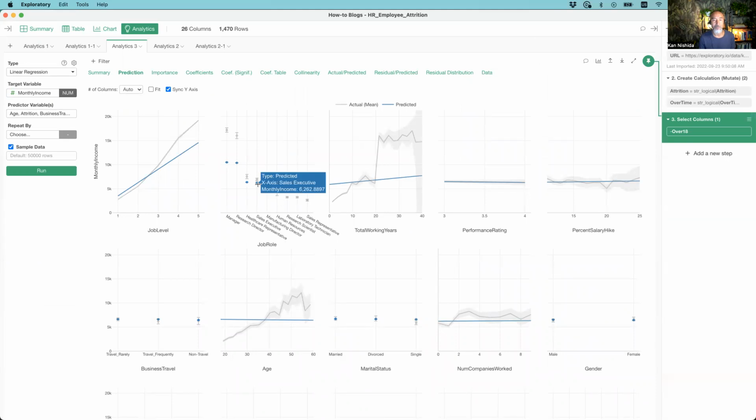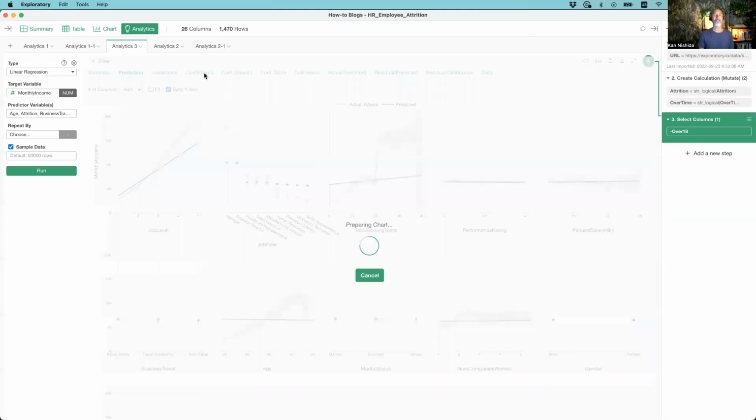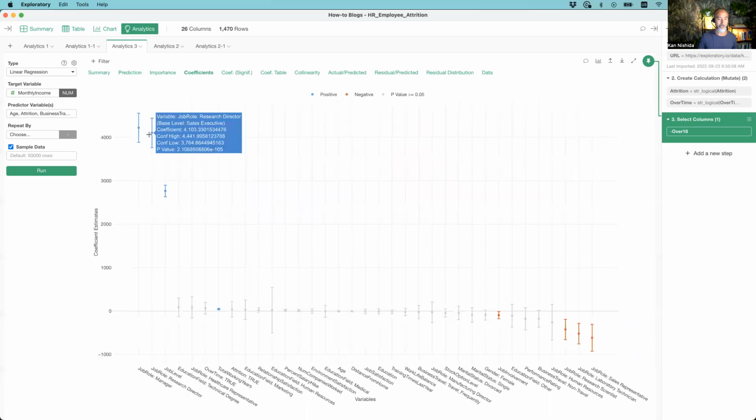So what's the difference between these two? That is the coefficient for research director, this value. It says $4,103, a $4,103 difference between research director and sales executive. In the same way here, for job role manager compared to sales executive, their salary is $4,222 higher on average. Okay, so that's a little bit different in terms of understanding, but it's basically the same thing. It's how much increase based on the changes in the target variable.